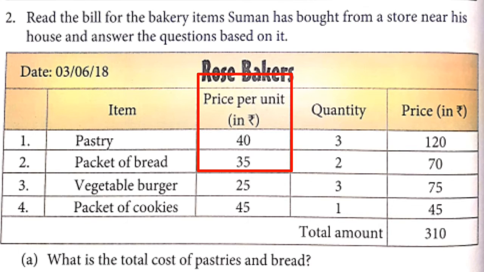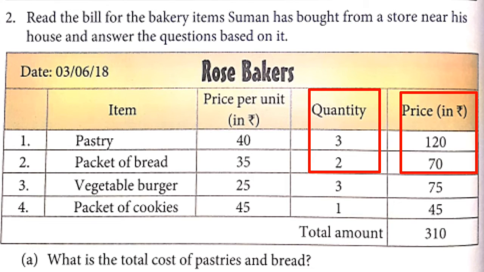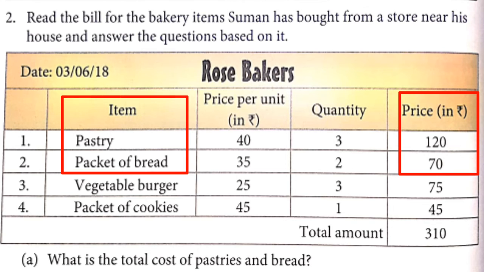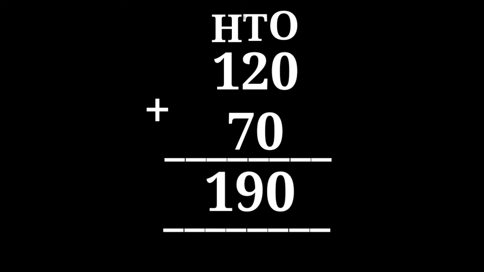For one item, the amount is given there. For one thing, what is the amount, that is also given, and for the quantities also the amount is given. So here we have to find the total cost now. So we have to add the price values of pastry and the packet of breads, that is 120 plus 70. 120 plus 70 is rupees 190.